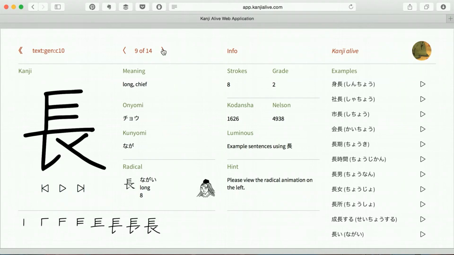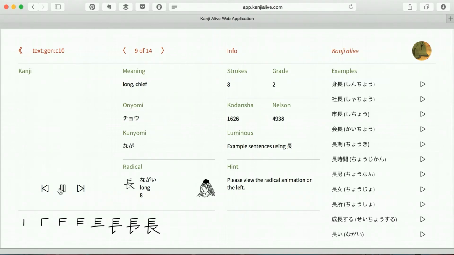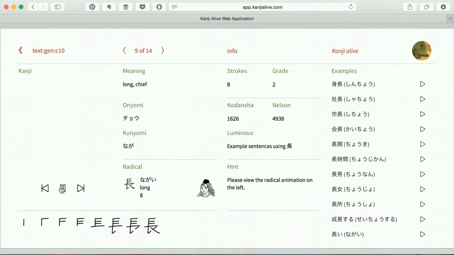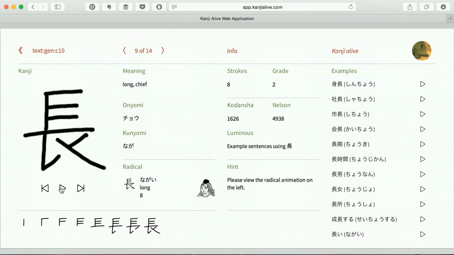The ninth kanji is the kanji for nagai. The other reading, the onyomi, is cho. Let's take a look at stroke order. So this bottom part is a little bit reminiscent of taberu, I think. But notice here, we start with the vertical and then we build out the horizontals. And then the bottom part. So the meaning of this is long or also chief.